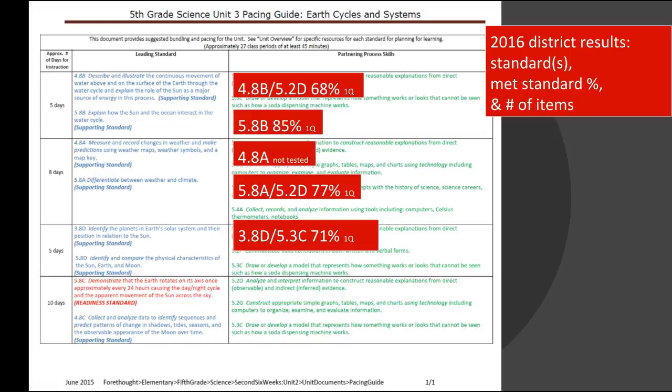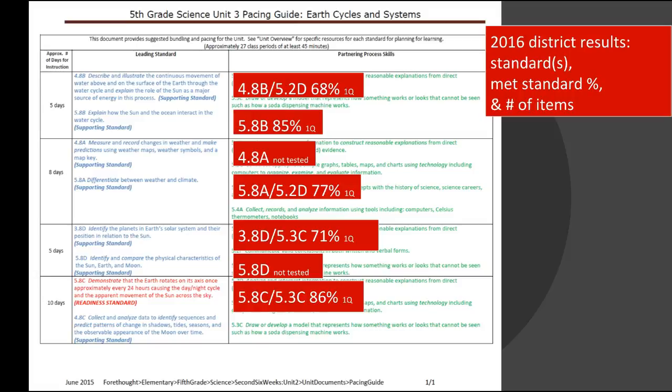For Order of the Planets, that was also partnered with a process skill, which was developing or drawing a model, so that makes a lot of sense with that one. There was one question, and we got 71% on that. 5.8D was not tested last year.